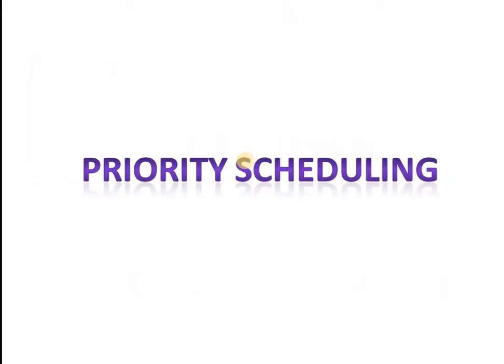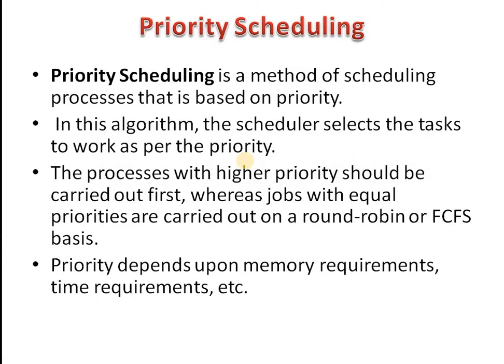Now today we are going to discuss the next CPU scheduling algorithm, that is the priority scheduling algorithm. As per the name, in this algorithm priority is very important. So let's see what the priority scheduling algorithm is. Priority scheduling is a method of scheduling processes based on priority. In this algorithm, the scheduler selects the tasks to work on as per the priority.